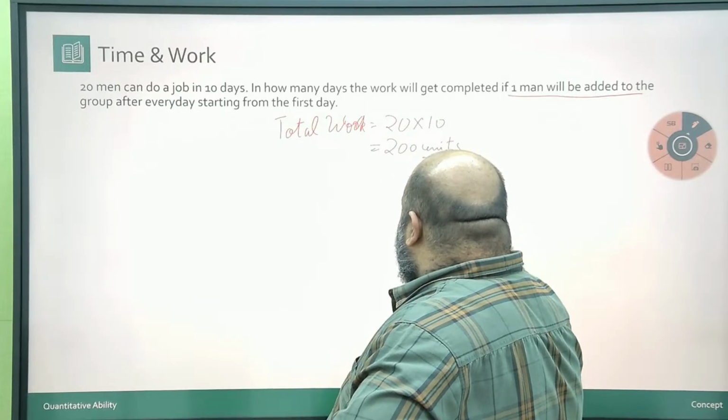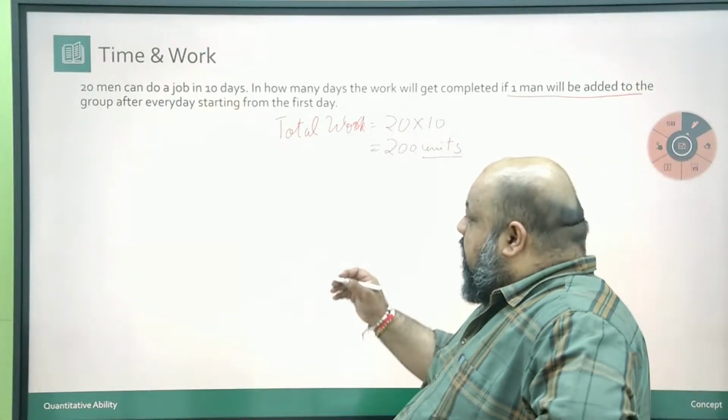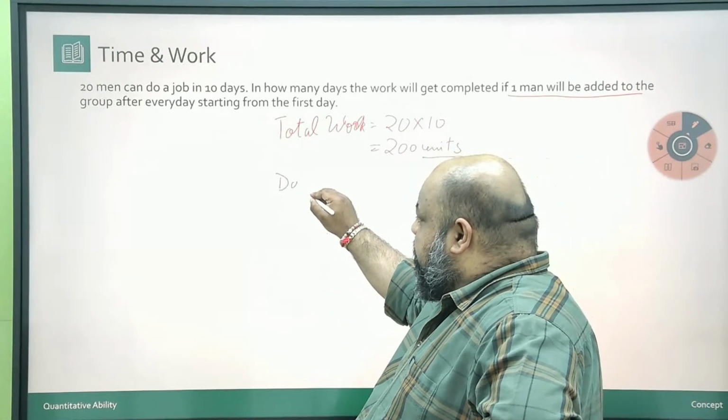Assuming that every person is doing 1 unit of work per day. Now, how is the work happening? On day 1, 20 units of work gets done.